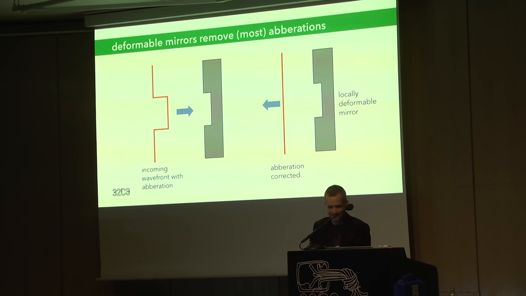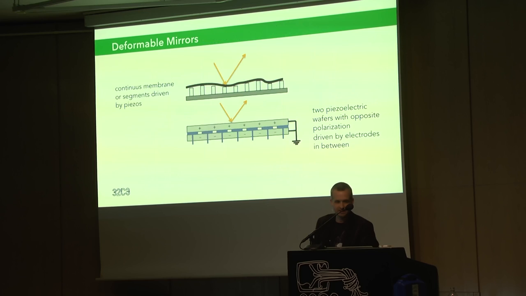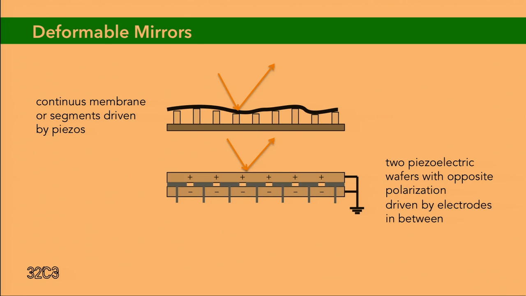It's a bit more complicated. Your incoming wavefront doesn't look like that. It's normally a bit more complex. And that means you have to have more wobbling in your deformable mirror. You could do this, that's in the upper diagram, with a membrane, which is continuous, or maybe it's also in pieces, and these segments are driven up and down or maybe tilted by piezo stages that are put underneath.